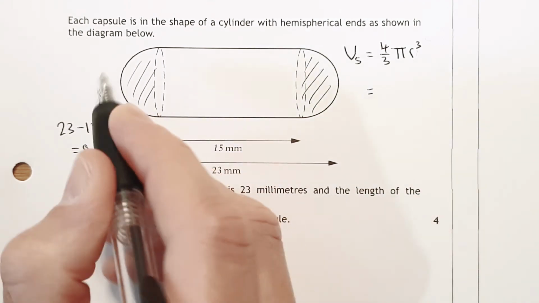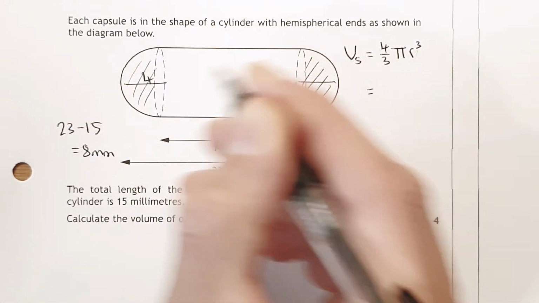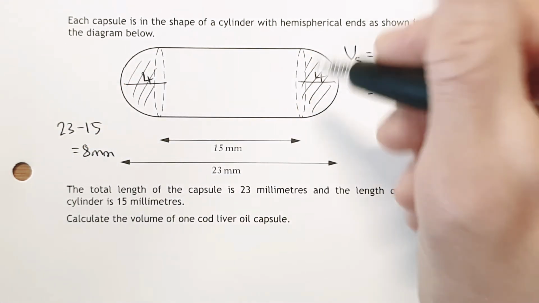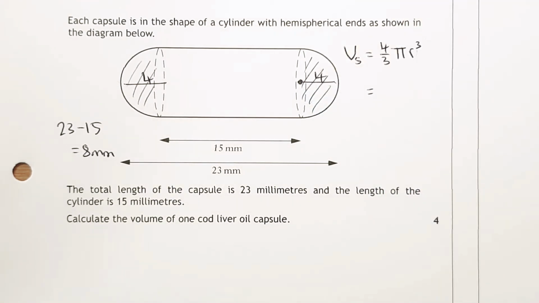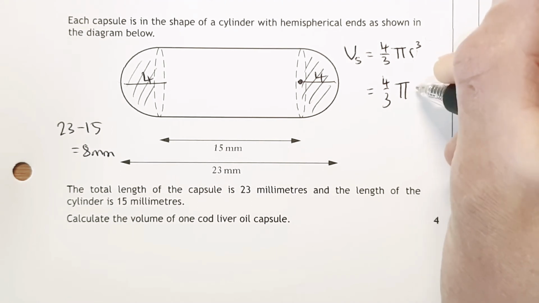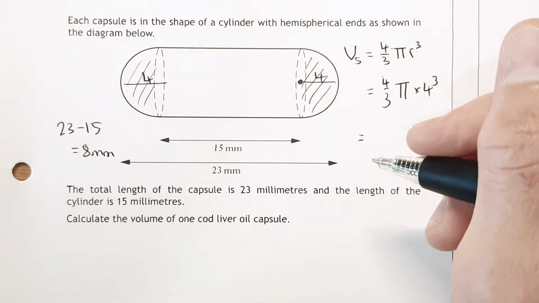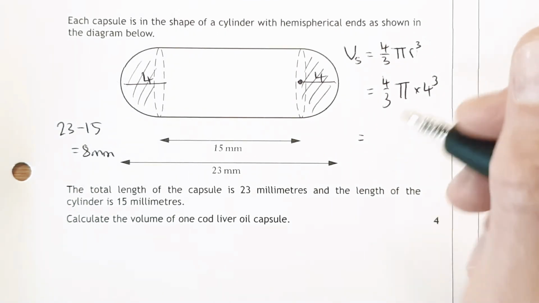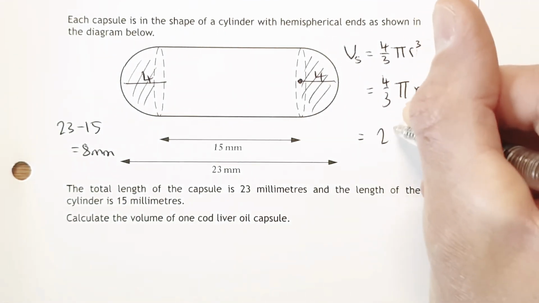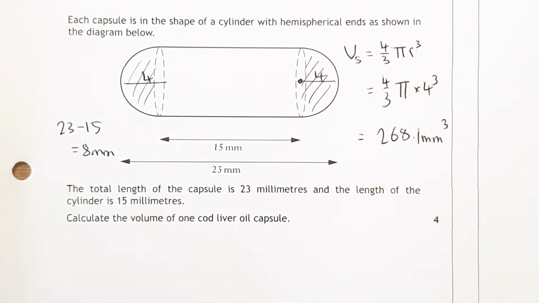Now 8 millimeters is this bit added to this bit. So half of 8 has to be 4. So that has to be 4, and that has to be 4. Well, the radius of a sphere is from the centre to the edge, so the radius has to be 4. So it's 4/3 times pi times 4 cubed, and that gives us the volume of our sphere. So when we type all that in, you'll get 268.1 cubic millimeters.